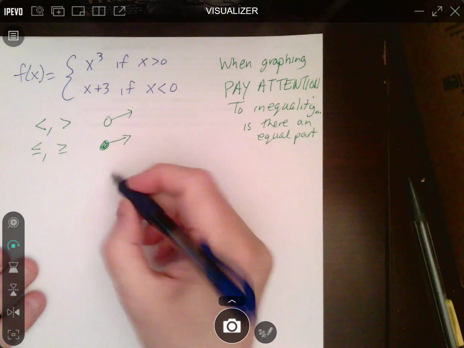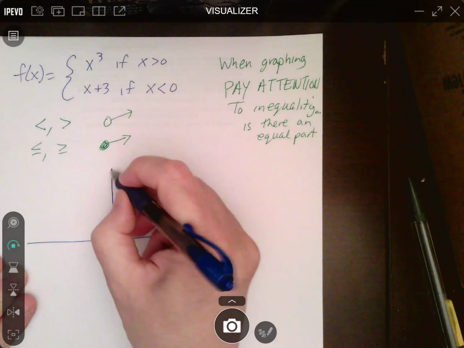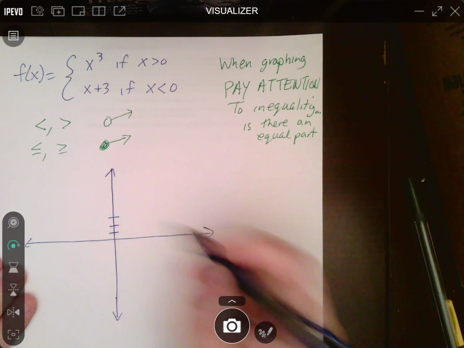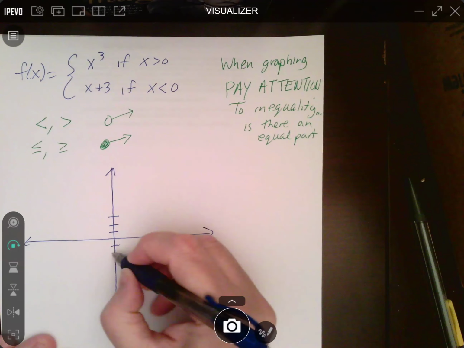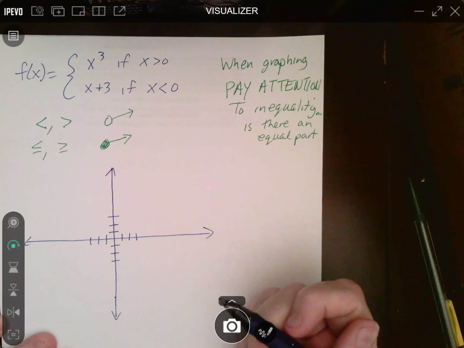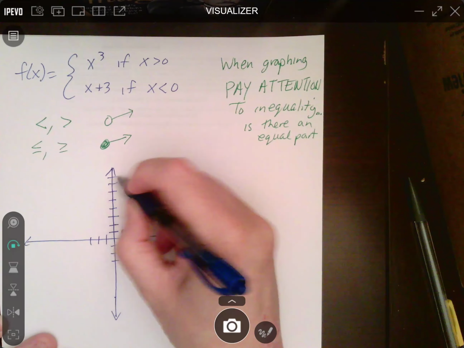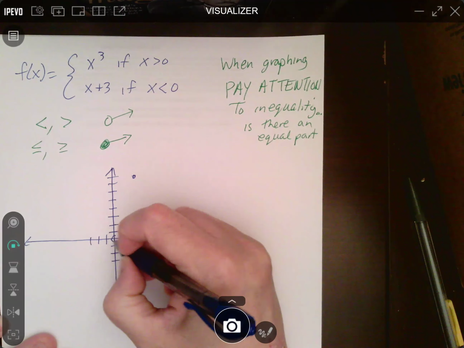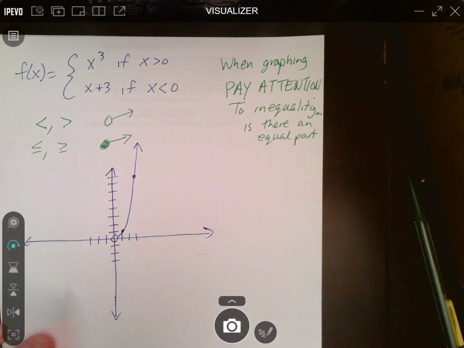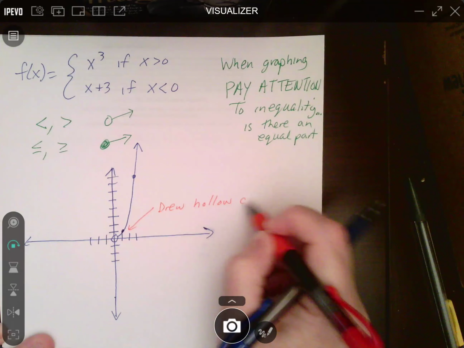So what I'm going to do when I graph f of x that I have here, I'll throw down some axes. And since I have x plus 3, I know I have a line somewhere. For x greater than 0, it looks like x cubed, which 5, 6, 7, 8 comes up here and goes like that. Notice I didn't immediately start drawing the line. I drew the circle, hollow circle first, so I don't forget.